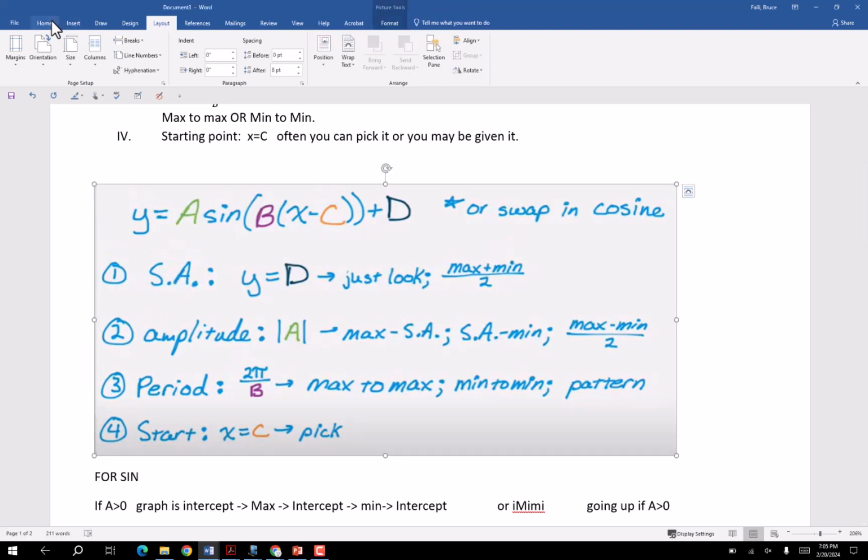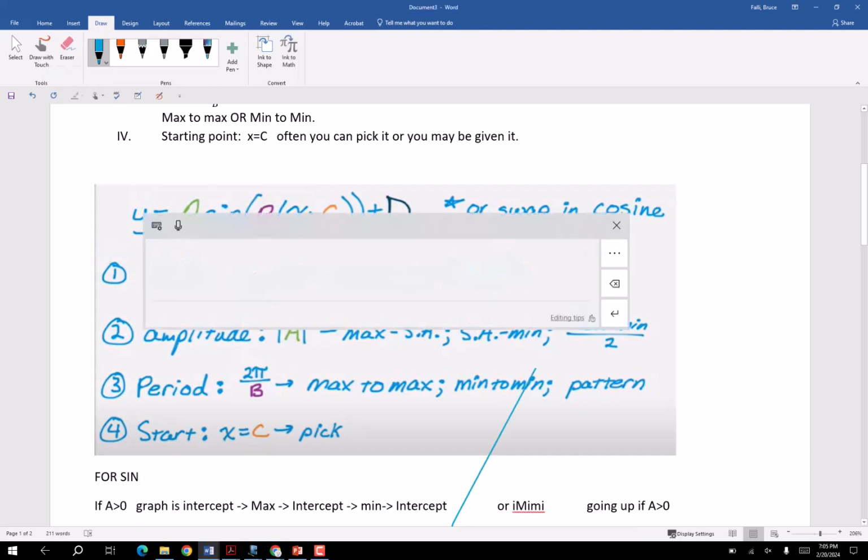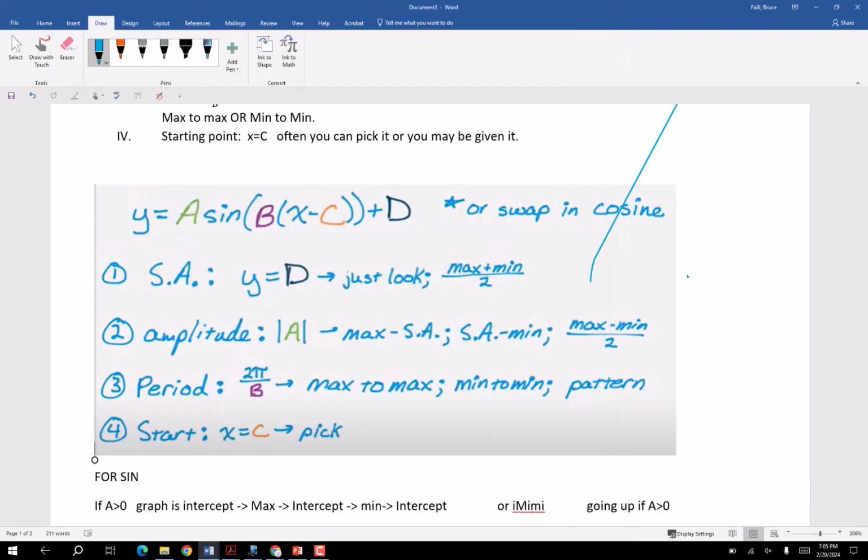SA is the sinusoidal axis. That means when you do this, it's the middle line, okay? So that tells you what shifts up for this one, so it's going to go up or down. Okay, so the amplitude is A.